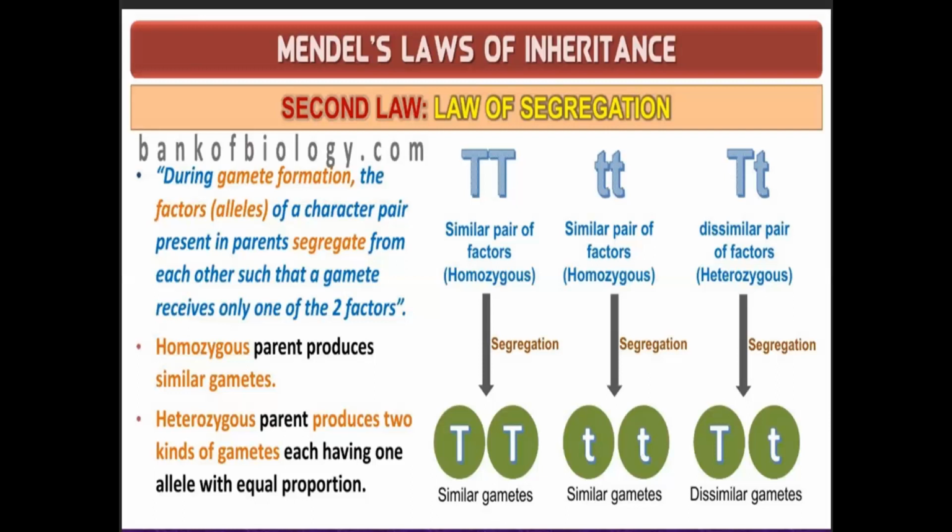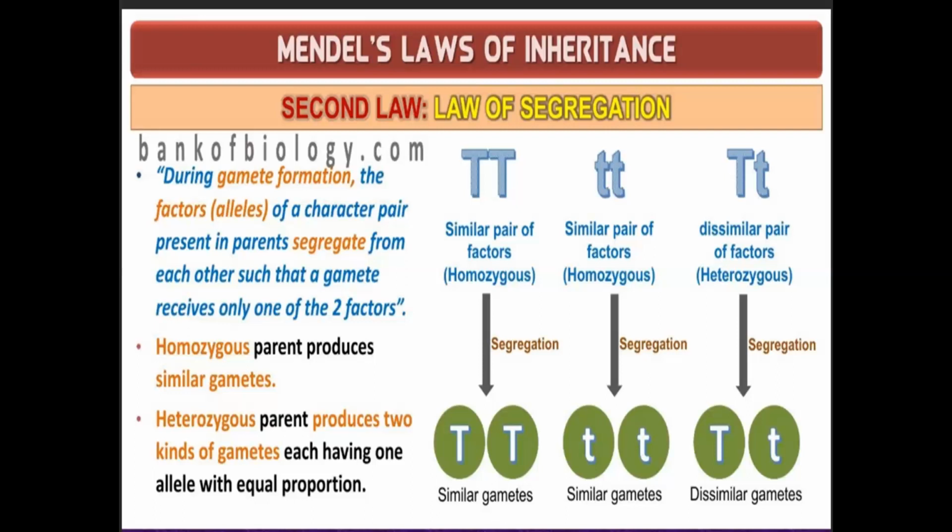The factors or genes separate during gamete formation. So basically the alleles separate during gamete formation. Homozygous parents produce similar gametes. If it is homozygous, capital T or small t, they will produce the same gametes. Heterozygous parents produce two kinds of gamete, each having one allele, in equal proportion.